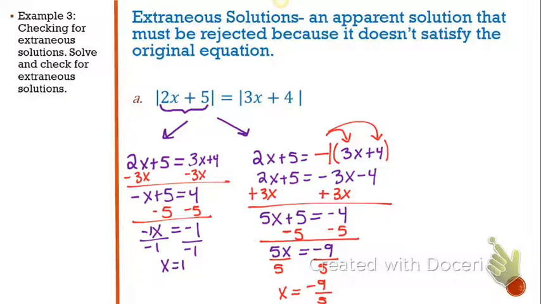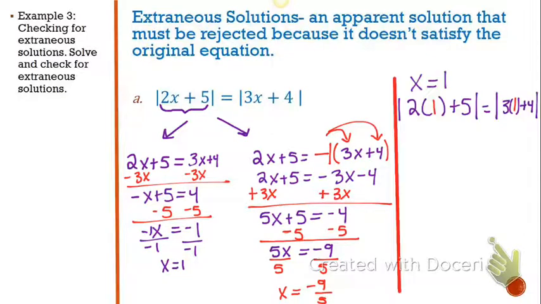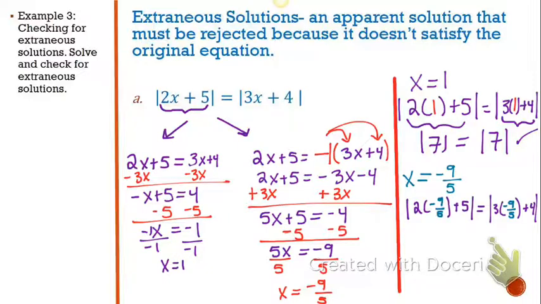Okay, so now the last thing to do is to check your solutions. Alright, so this becomes the absolute value of 7. This right here is the absolute value of 7. Okay, since both sides are the same, we can conclude that it's not extraneous. Okay, so now let's check the second one.